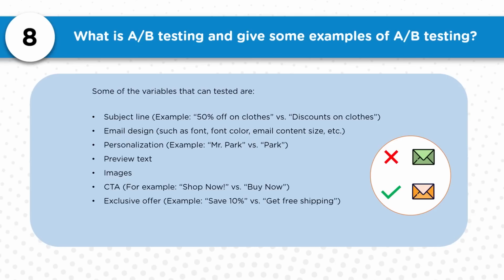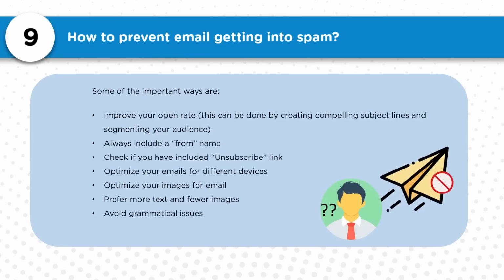If you're testing subject lines, that's going to be open rate. So you want to be able to test different elements of the email to figure out what works and what doesn't work. Okay, so how to prevent email from getting into spam. If you're an email marketer, this is your worst nightmare. You don't want your emails to get spammed. That doesn't bode well for you.